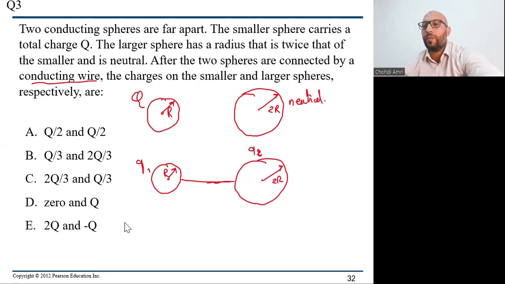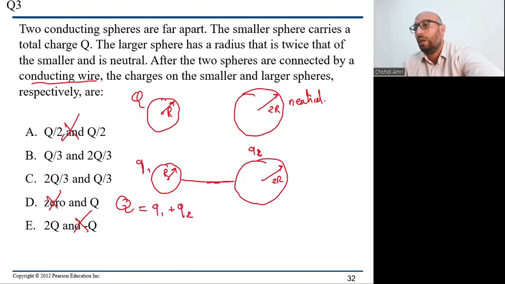So what are we going to do? How do we demonstrate it? Our answer is between these two, between B and C, for sure. It's not 0, because the charge will be distributed. It's not negative, because the charge is positive. It's not equal, because we don't have the same sphere. So what are we going to do? This charge Q, based on the conservation of charge, will be equal to Q1 plus Q2. It will be distributed over these two spheres. Very good.